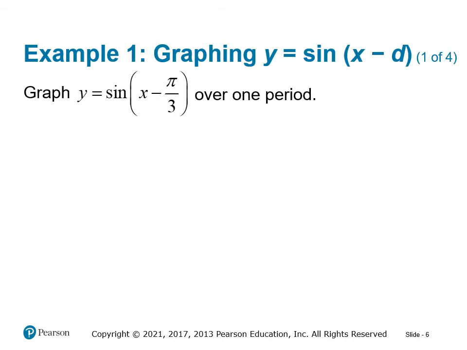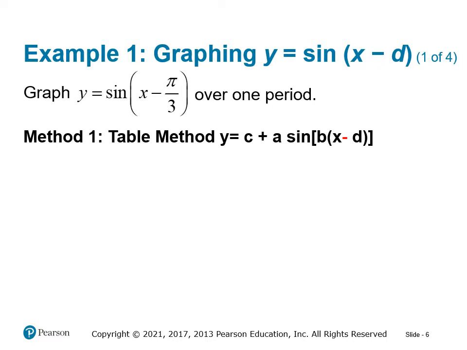Okay, so let's look at this for a simple problem. Here we have y equals the sine of x minus pi over 3, and we want to graph this over one period. We're going to use the table method, and although this model is more comprehensive, I'm going to use it throughout, so I'm not changing the model each time. Here they just simplify the model, but I want you to get into the habit of identifying all 4 variables: the vertical shift, the amplitude, the period adjustment, and the horizontal or phase shift.